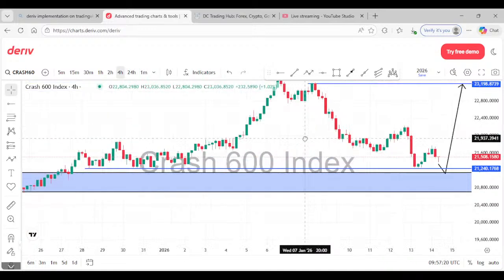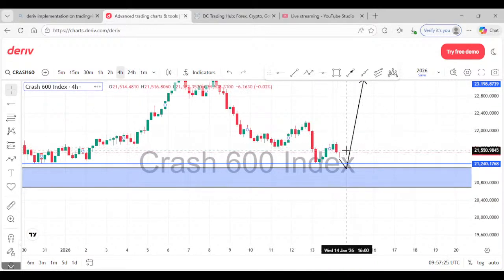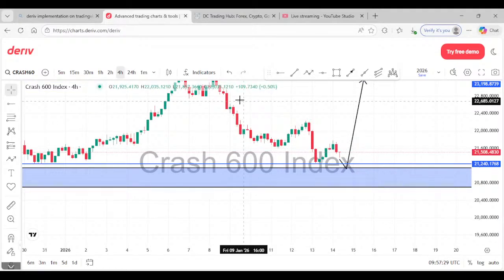Seems like there is a support here. There is a support. But I'm thinking that before price can start moving upwards, it has to make a retest. So what can likely happen is this.